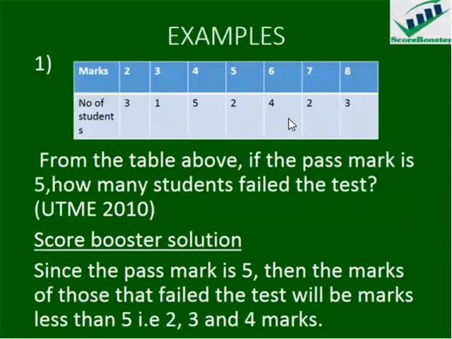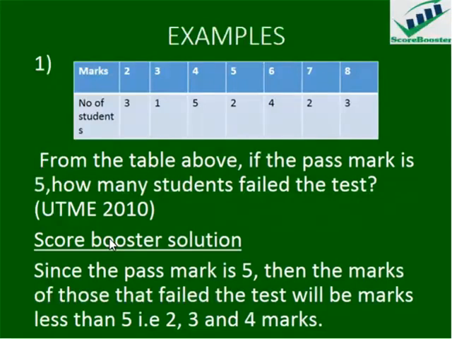So the question says, from the table above, if the pass mark is 5, that is, anybody that has 5 and above passed, how many students failed the test? The pass mark is 5. That if you have 5, you have passed. So if you have 6 also, it means you have passed. But if you have anything below 5, that means you failed. So how many students failed the test? We have to calculate the number of students that failed the test. This is a UTME past question, UTME 2010.